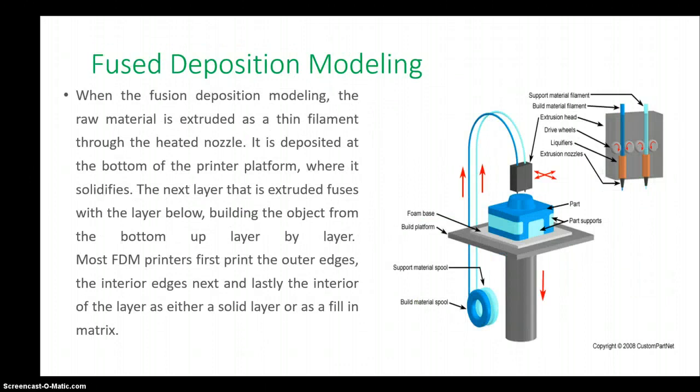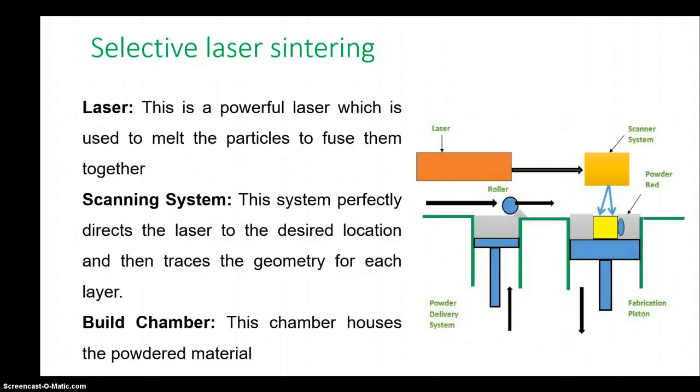Next one, fused deposition modeling. In the first process, the raw material is extruded as a thin filament through a heated nozzle. It is deposited on the printer platform, where it solidifies. The next layer that is extruded fuses with the layer below, building the object from the bottom up, layer by layer. Most FDM printers first print the outer edges, then the interior edges, and lastly the interior of the layer as either a solid layer or a fill-in matrix. This is the FDM process in 3D printing.